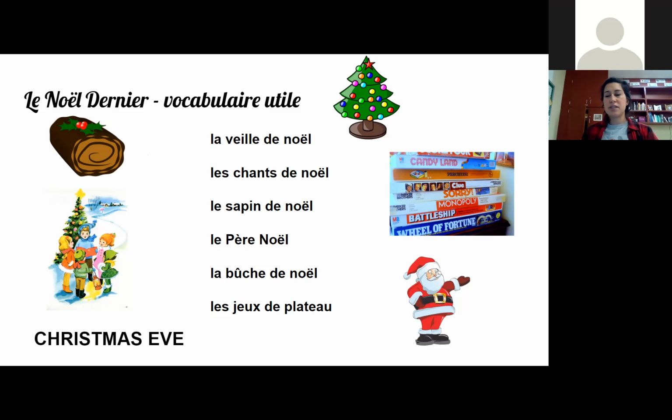So let me read them out first. We have la veille de Noël, les chants de Noël, le sapin de Noël, le père Noël, la bûche de Noël, et les jeux de plateau. So using your tools, you can either use a line or you can just click on a stamp and check the image that I'm talking about. I want you to tell me which one it matches up to. And that'll help you when we come to read the text, you'll be like, oh yeah, I know what that is. And on the bottom of your text, on the second page, you have all of this, so you can do it along with us, so you can check.